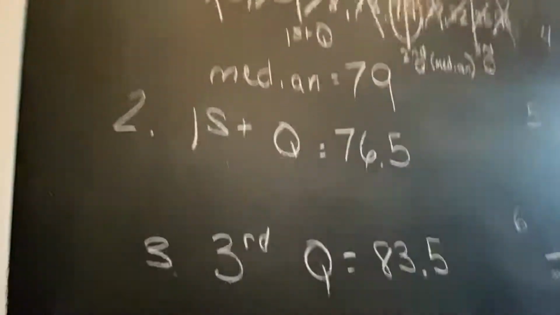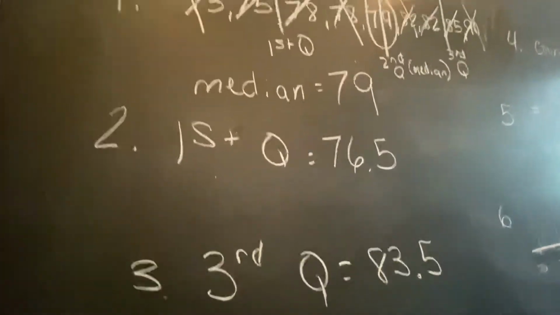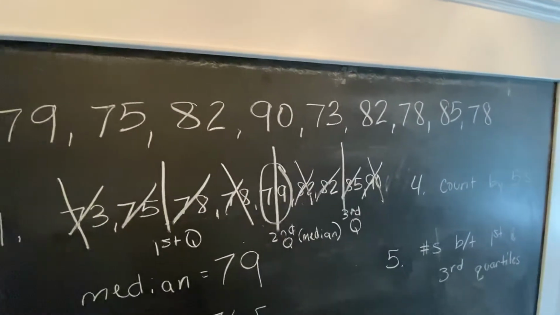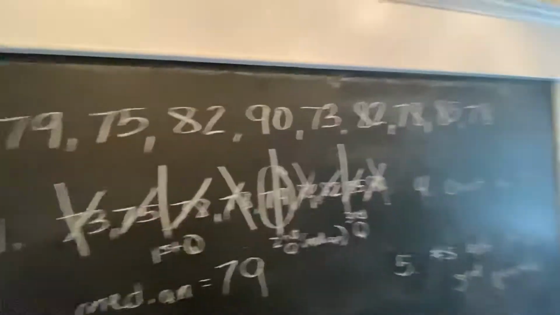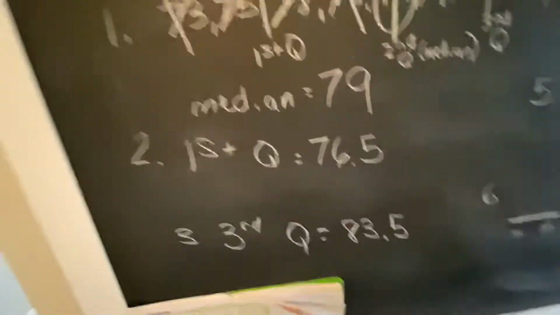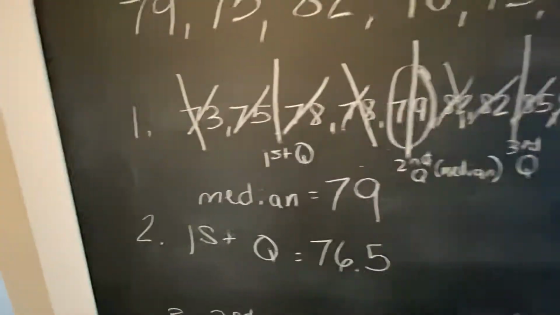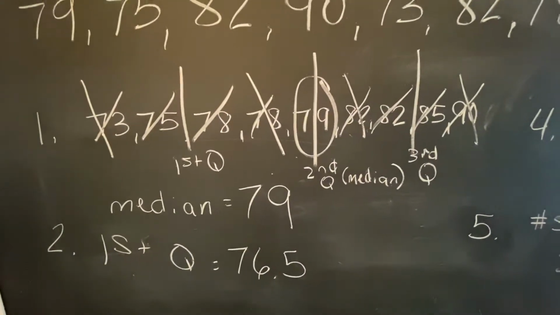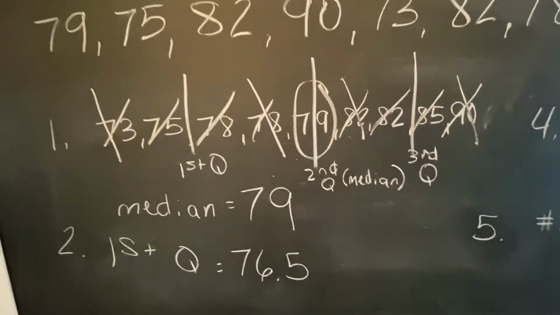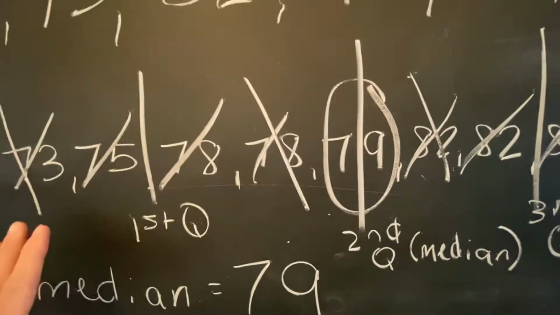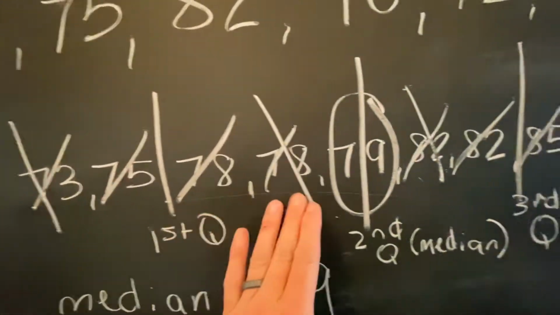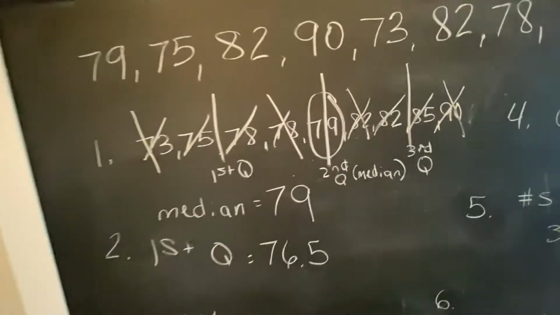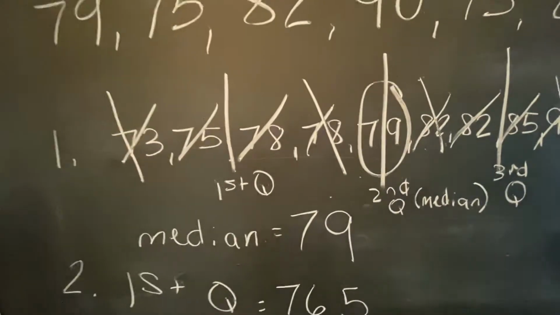So problem 1 says that Sarah's scores on tests were a 79, a 75, an 82, a 90, a 73, an 82, a 78, a 85, and another 78. And they want us to find the median. So we have done this already. What I did for number 1 was put the numbers in order and do my cross-off method. Some of you are wondering, why do I have so many crosses on there? Let's just worry about the median right now. 79 is right in the middle. I have an odd amount of numbers, so I have 1, 2, 3, 4 numbers to the left, 1, 2, 3, 4 numbers to the right. When there's an odd amount of numbers, you don't have to find the average, and that is my median.